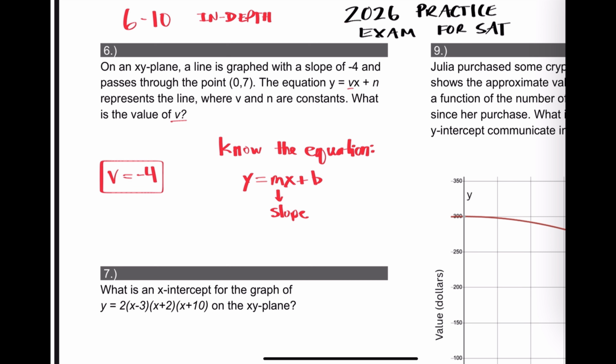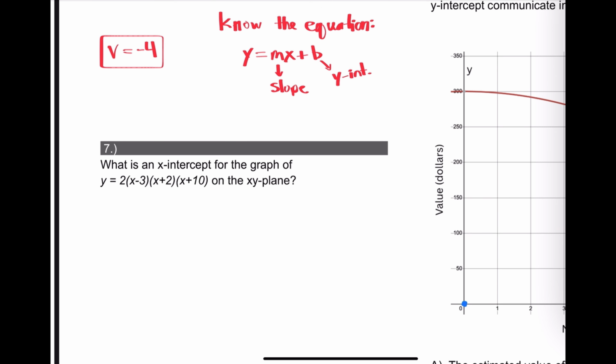Okay, so remember your y equals mx plus b equation, slope-intercept form, and remember that b would also be the y-intercept in case they were looking for that instead of the slope. All right, moving on to 7.